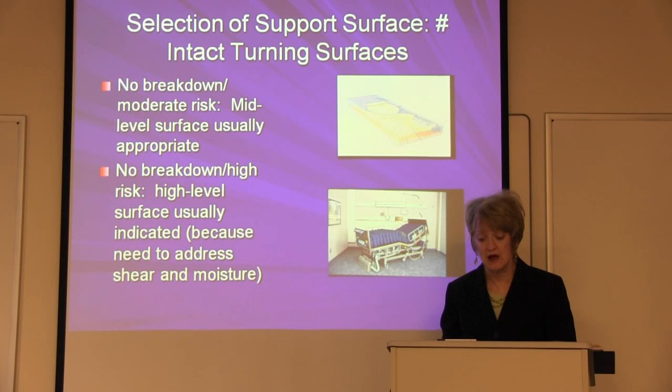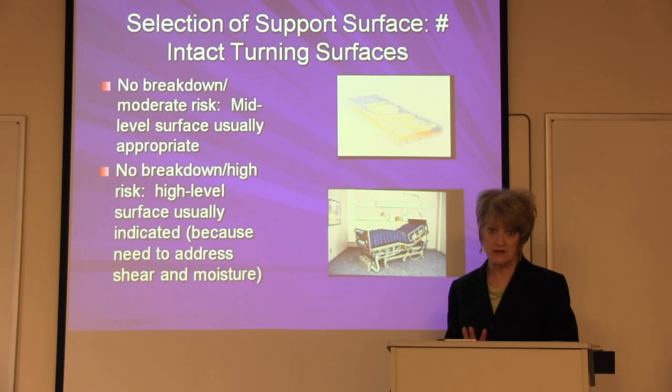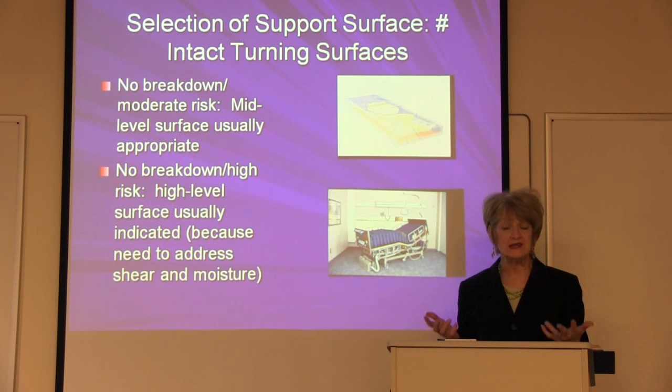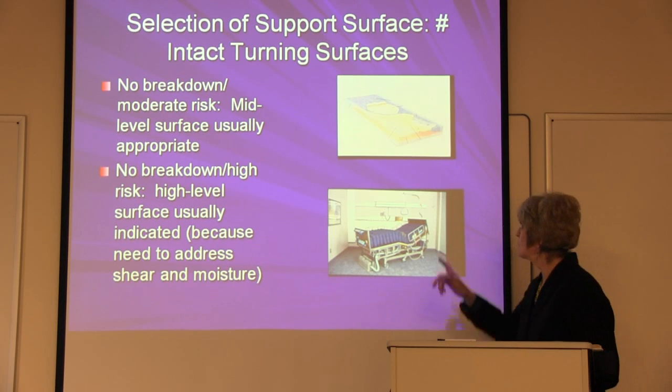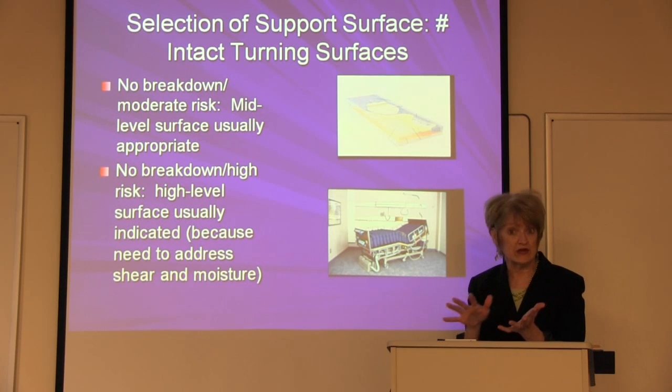So let's look at how we make this work clinically. Let's say you have a patient who comes in, they have no breakdown, they're moderate risk, meaning that their Braden score is somewhere between 12 and 18. Most of the time, you could manage that patient on a mid-level surface. And if you look at the slide on top, what I'm showing you is one of the redesigned hospital mattresses that are designed to provide mid-level pressure redistribution and maybe some degree of shear and friction control, because you can see this is constructed from foam and it's going to have a conformable surface.